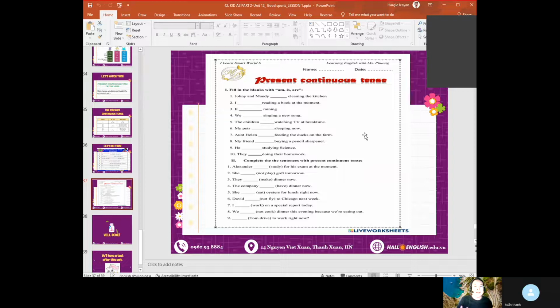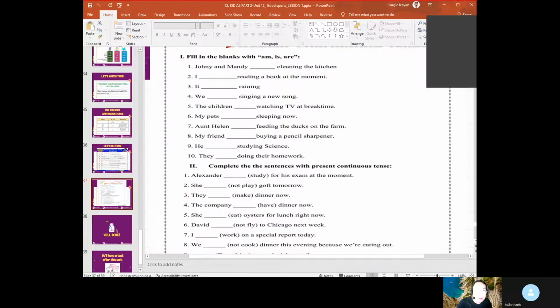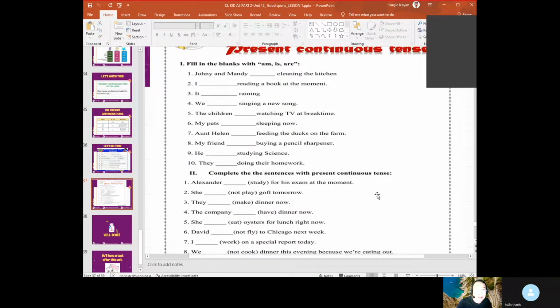This one is another worksheet that we need to do in order to form the present continuous tense, by simply adding is or are. Number one, can you read that, V, or is this one small? So I have to make it a little bit bigger. Can you see it now?